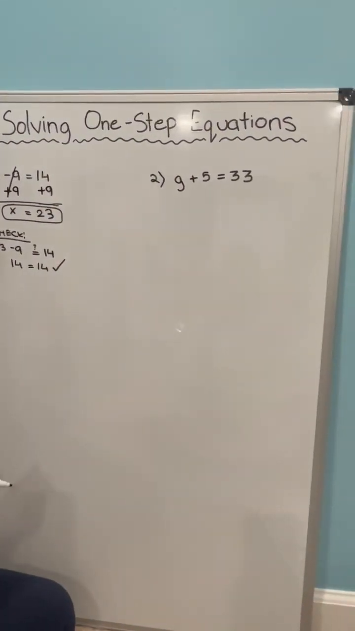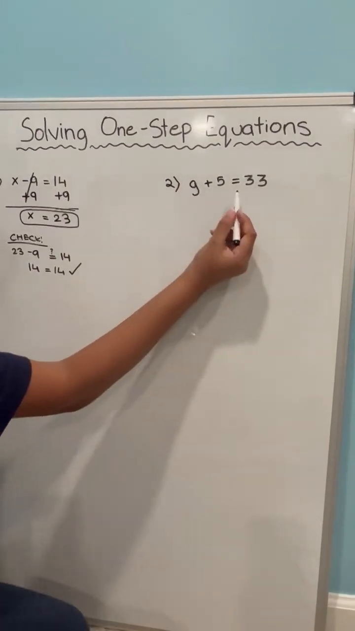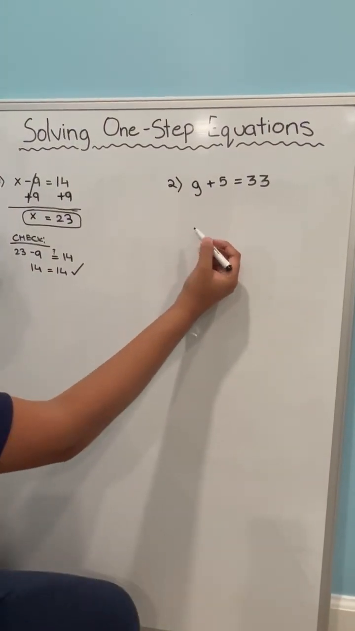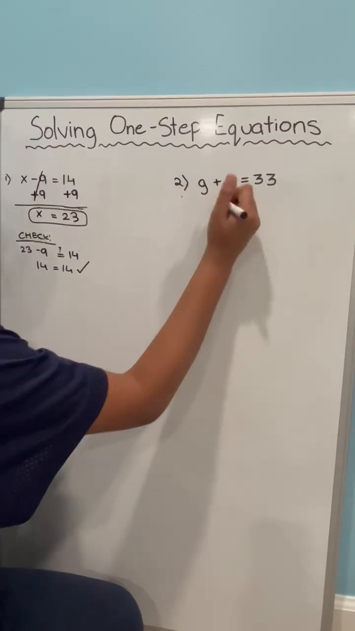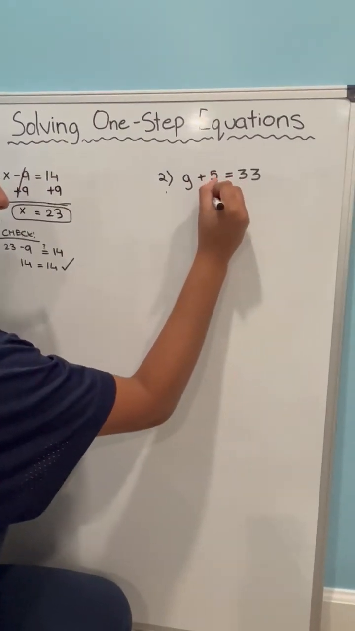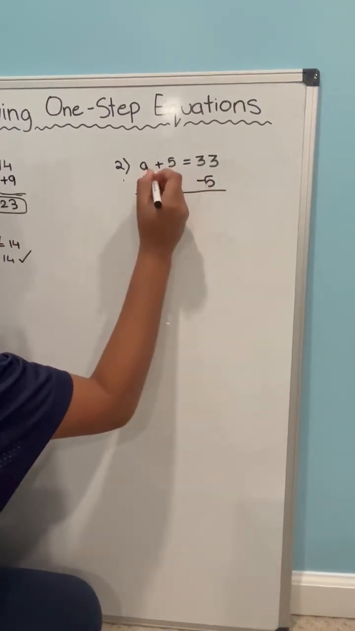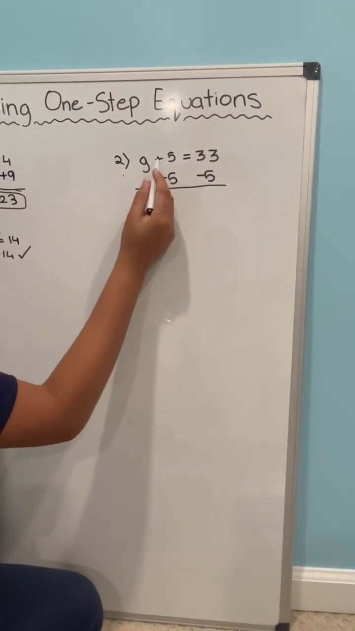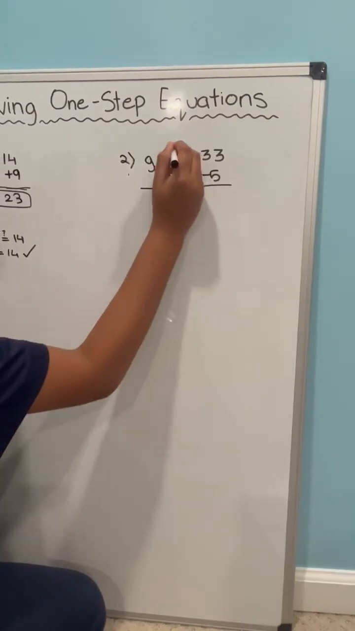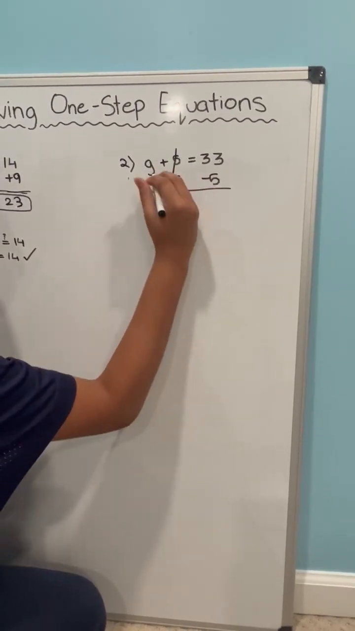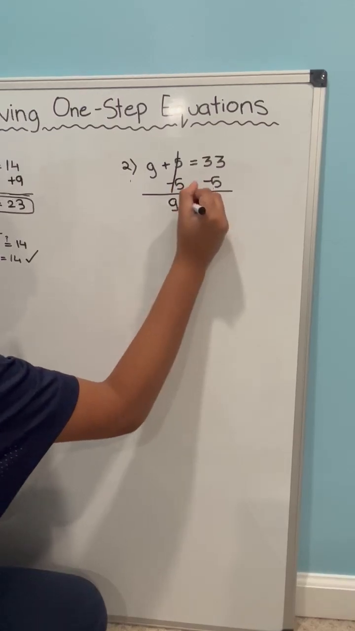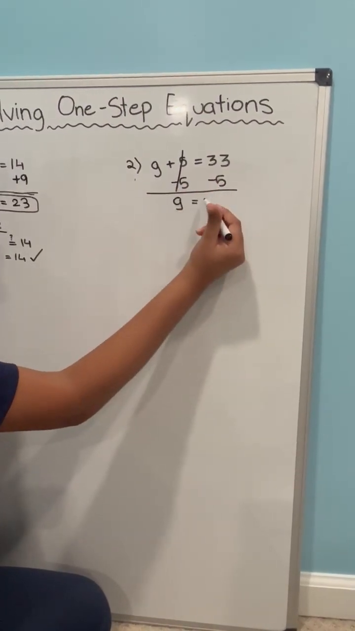Now, here's another question. g plus 5 equals 33. Now, we want to isolate g here. So you would simply do minus 5, minus 5. Just do the opposite of the operation here. Now, plus 5 and minus 5 is 0, so cut those out, and then you have g isolated. Now, 33 minus 5 is 28.